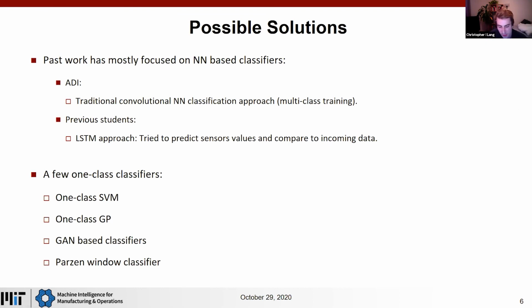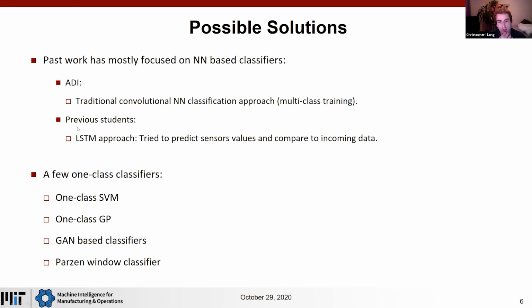There's some past work on this particular problem, both from ADI, the company where Jack works, who presented last week. In their case, they used a traditional convolutional neural net classification approach. But this assumes examples of both known good and bad data, and they were really just designing the fault detector for this one known fault, which was very common.